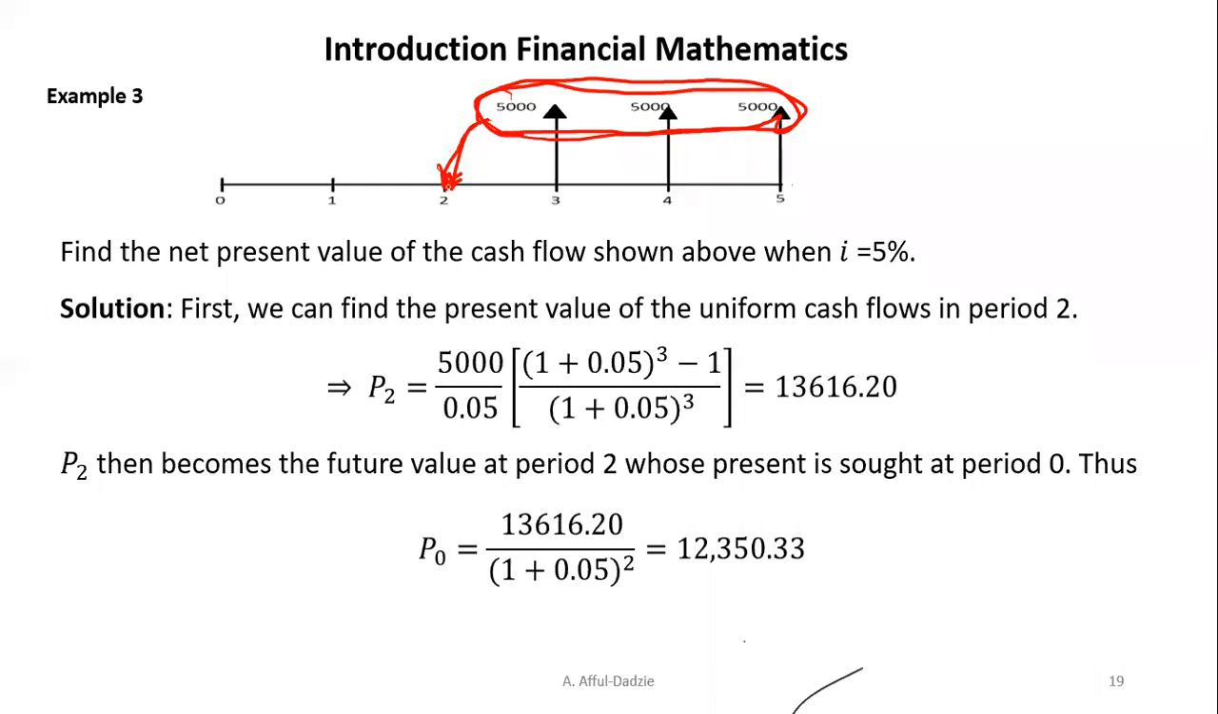It puts everything together to give you one value, one composite figure. So given that one single value, you can take it and bring it to year 0 using the formula that we have already known, which is F over 1 plus i to the power n. Okay, so here you look at it from this perspective. First we find the present value of the uniform cash flow in period 2. So here we'll substitute everything here.